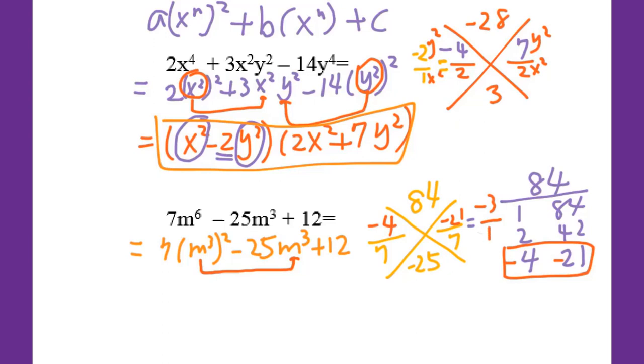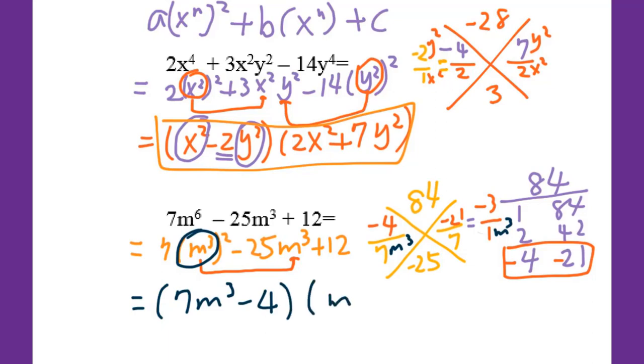So I need to write down the variable now. The variable is m to the third power, so I write m to the third power, m to the third power. Then I do bottom up. I have 7m to the third power minus 4 times m to the third power minus 3. Yeah, that's your answer.